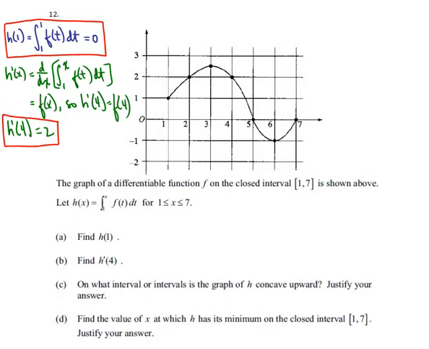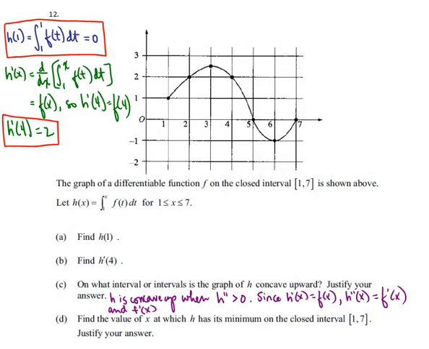Now part C says, on what interval or intervals is the graph of h concave up? Justify your answer. And so I say that h is concave up when the second derivative of h is greater than 0. Now since h prime of x is f of x, h prime prime of x is f prime of x. So the second derivative of h is the first derivative of f, and f prime of x is positive whenever the graph that we see there has a positive slope. So that's for x's 1 to 3 and then from 6 to 7. And that's our answer for part C then.